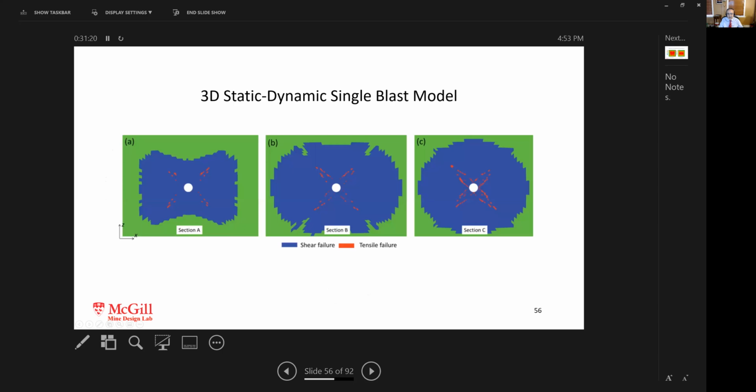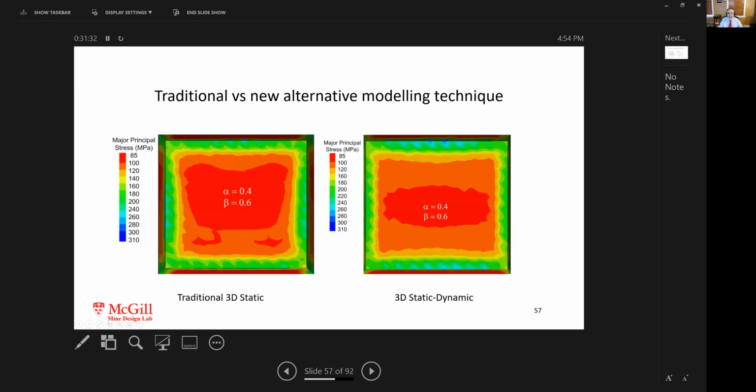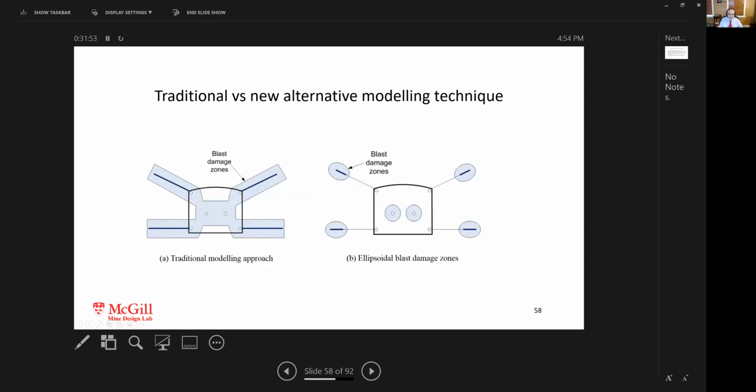So we get this type of damage due to the blast hole at different cross sections along the blast hole length, in terms of shear failure and tensile failure. We bring it into the model and we run two models. The first model we're going to run with the traditional 3D static, as we did before, with alpha 0.4, beta 0.6. And the new one is with 3D static dynamic to find the equivalent state of stress. And the results are the following.